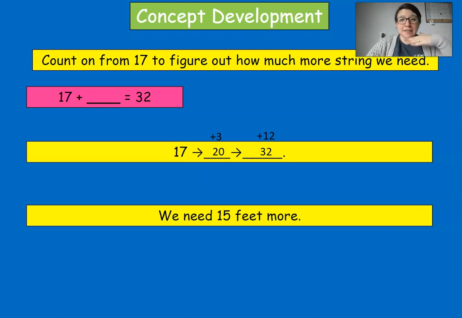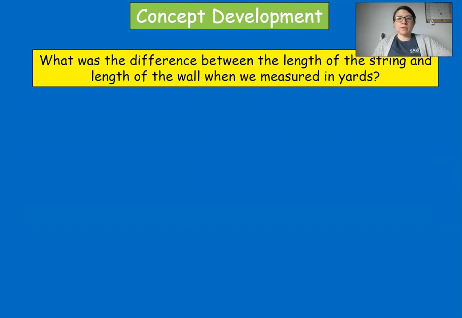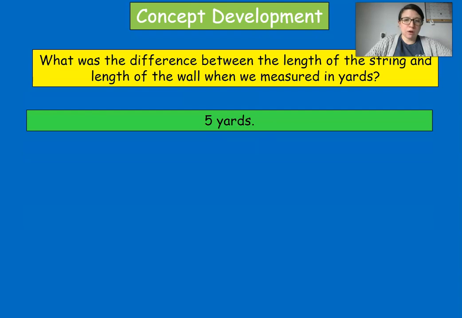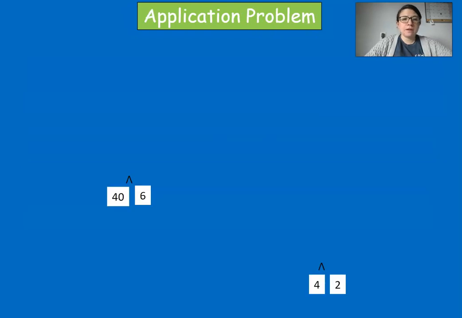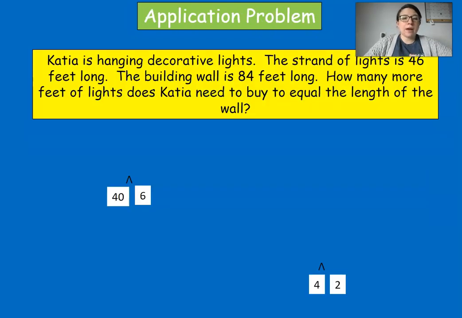That is telling us the difference between the length of the string and the length of the wall. We're finding out how much longer the length of the wall is compared to the length of the string. Okay. So what was the difference between the length of the string and the length of the wall? Let me see that one. We're going to do it in yards. Okay. Skipping that one, let's try this one.